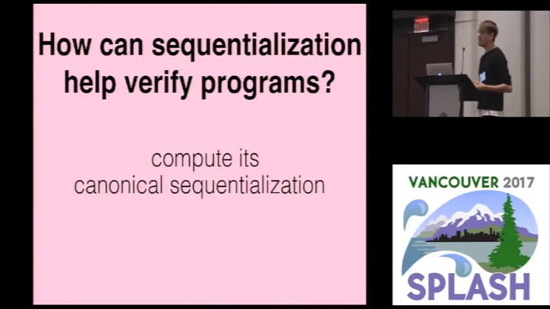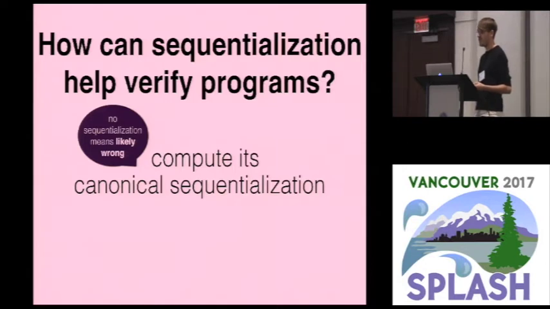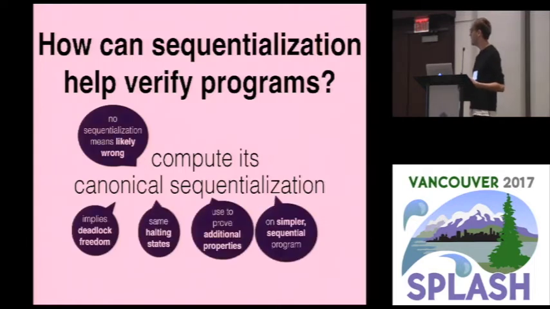Okay. So how can we use this insight that there are canonical sequentializations to verify programs? Well, to verify if the program is correct, we can compute a sequentialization. And if not, then likely the program is not doing really what you thought it would. And if we find a sequentialization, then we get a number of benefits out of it. So firstly, we get deadlock freedom. Secondly, we get an artifact, namely that sequentialization, which you can use to verify further properties about your program. And it's much simpler to verify them on a sequentialization because it's a much simpler program.